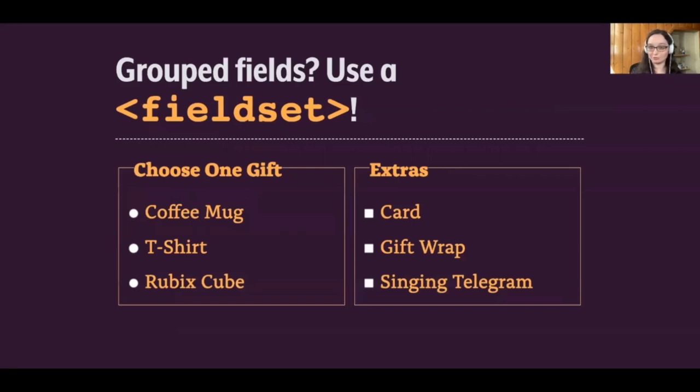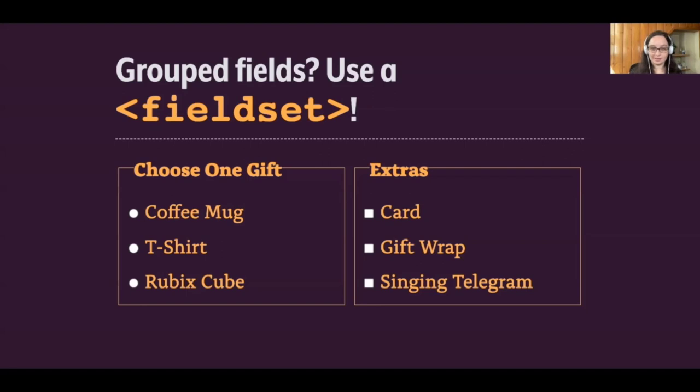But what about if you have groups of related fields? In that case, use a field set. So here I have two field sets, one that says choose one gift and has three radio buttons, coffee mug, t-shirt, and Rubik's Cube. These are all gifts that we've given away at Nobility in the past. The next field set says extras, and it has three checkboxes, card, gift wrap, and singing telegram.